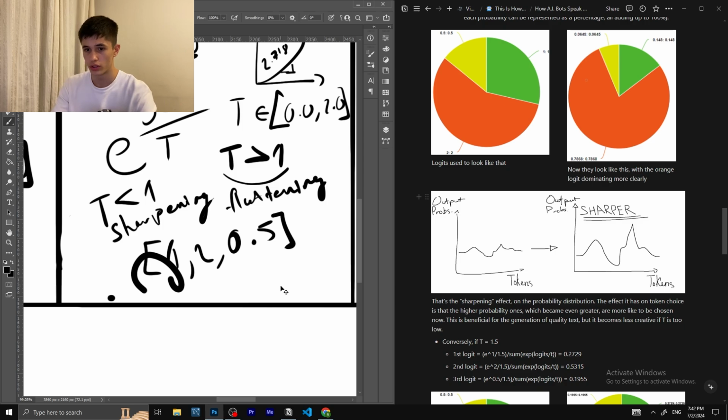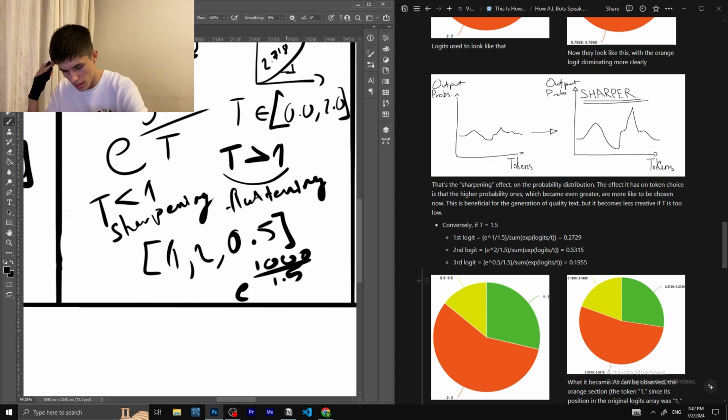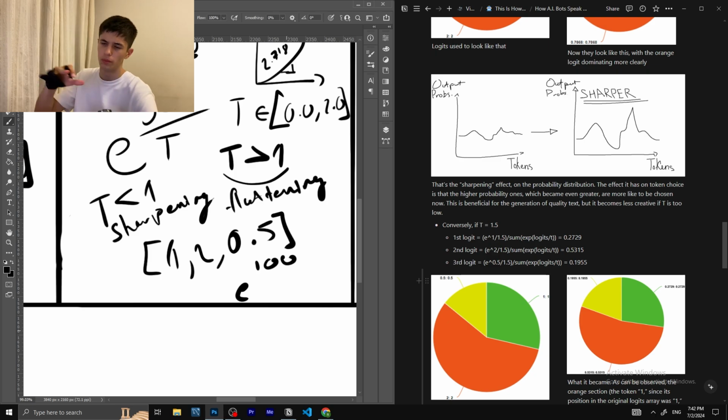Because conversely, if you make t greater than 1, as we've discussed before, then mathematically it will create this flattening effect. As I've told you before, if you got Euler's number to the power of 1,000 divided by 1.5, this will become smaller than 1,000, and then it will subsequently make Euler's number smaller than if it was just 1,000, causing a diminishment in the probability distribution. And so this is what happens.